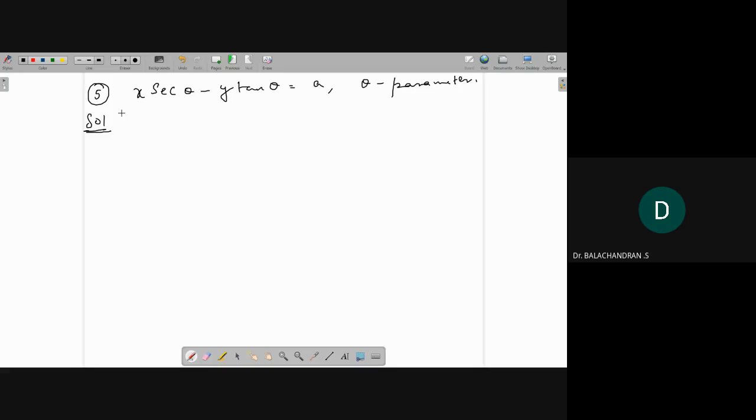So now I am going to differentiate this equation with respect to theta. Differentiate equation 1 partially with respect to theta. We have x into, if you differentiate secant theta, secant theta into tan theta.